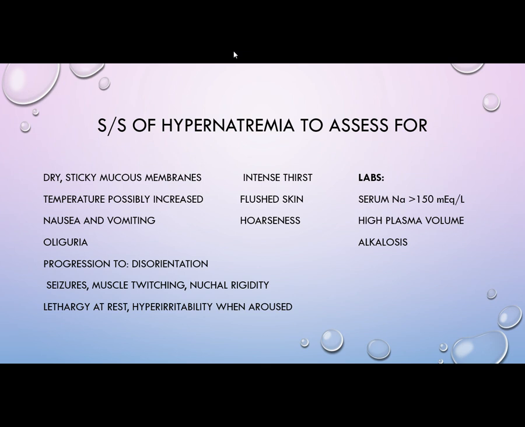Okay, so what are we going to look for on these patients? They will have dry, sticky mucous membranes. Their temperature is probably going to increase. You'll see nausea, vomiting, oliguria. They're going to have a progression in disorientation. They might have seizures. You can see muscle twitching, nuchal rigidity, lethargy at rest. They're going to be hyperirritable when they are aroused. They're going to have an intense thirst. Their skin's going to be flushed, and they might have a hoarseness to their voice.